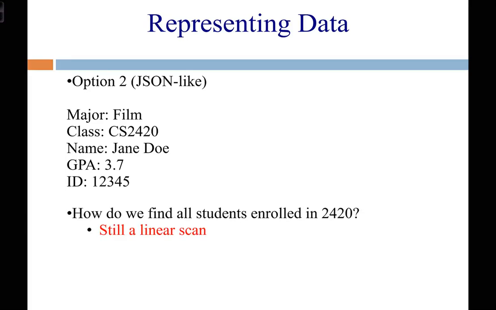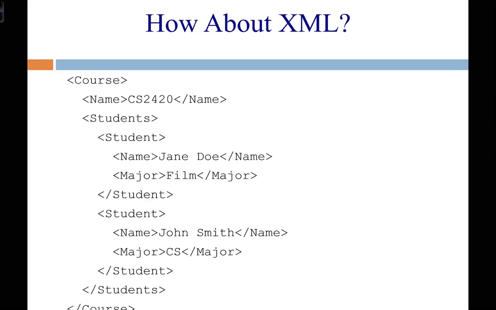So how do we find all students enrolled in 2420? Still the same algorithm basically. Linearly scan through this giant file containing a bunch of text. We at least know where to look now in each block of text, but it's still going to be way too slow if I have 1 million students. Okay, XML, basically just an alternative to JSON. It's good in that the data is self-tagged, but it still has the scalability problem.